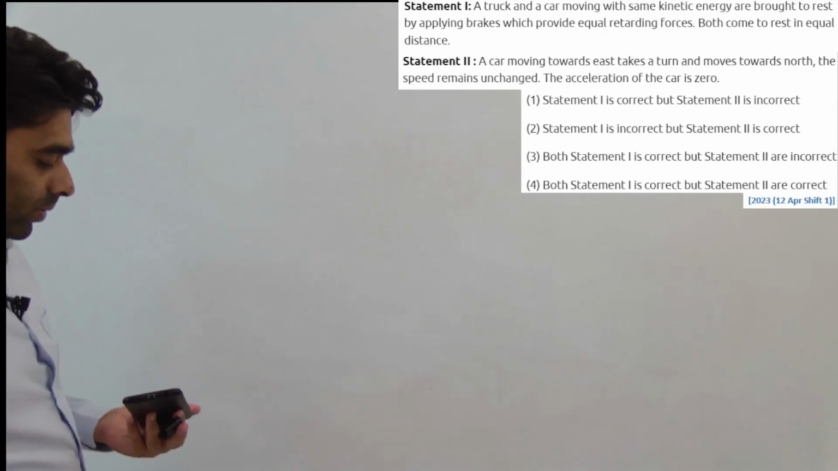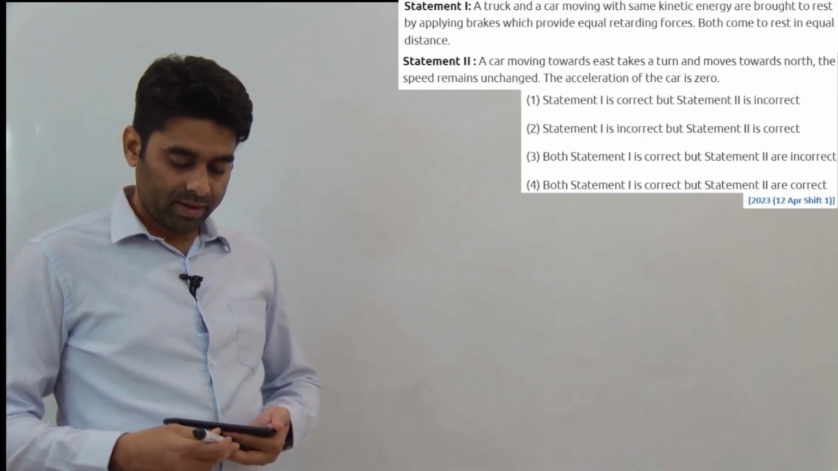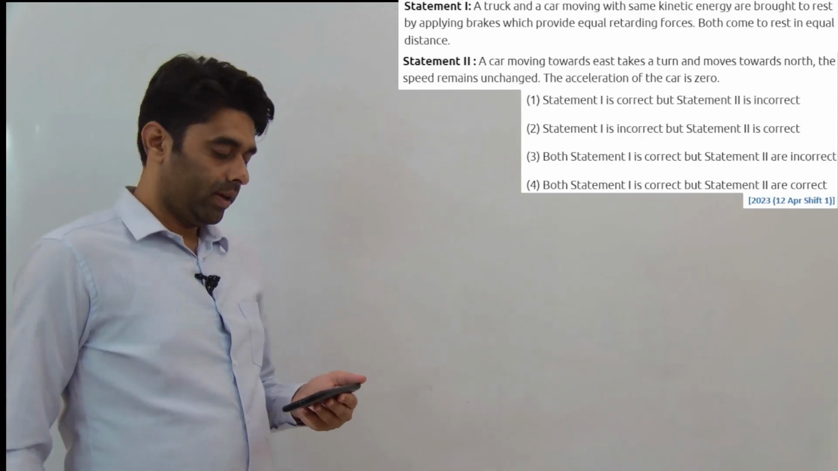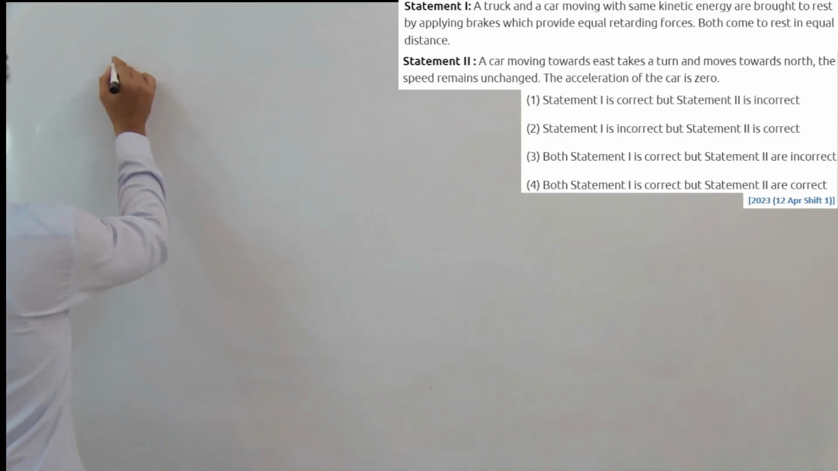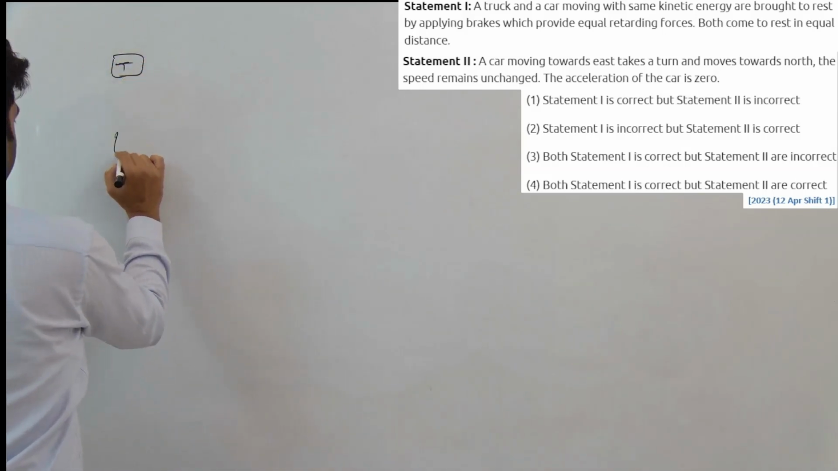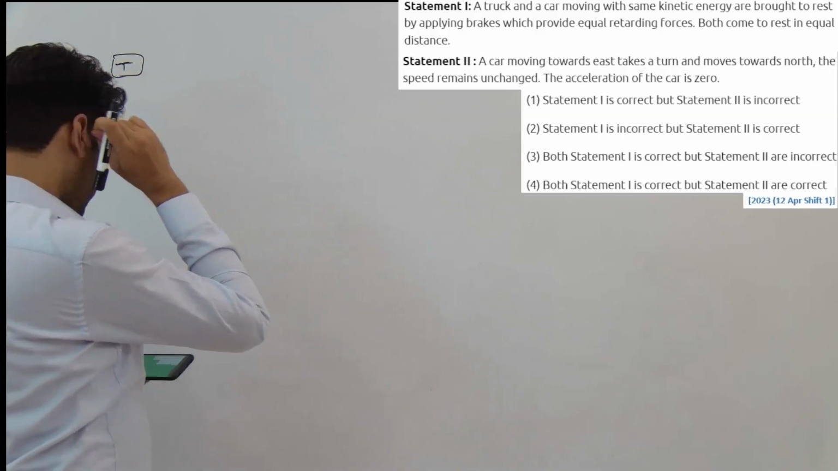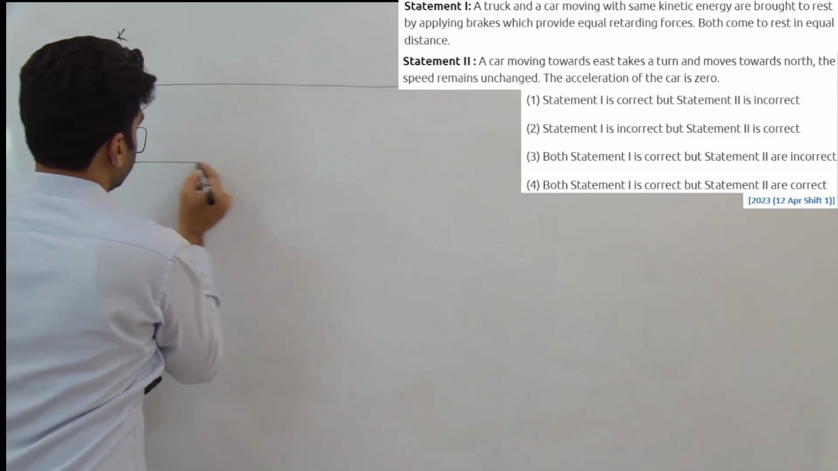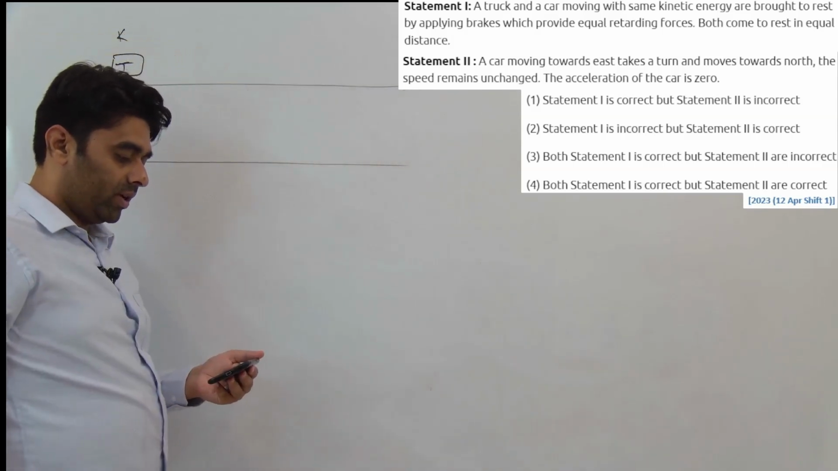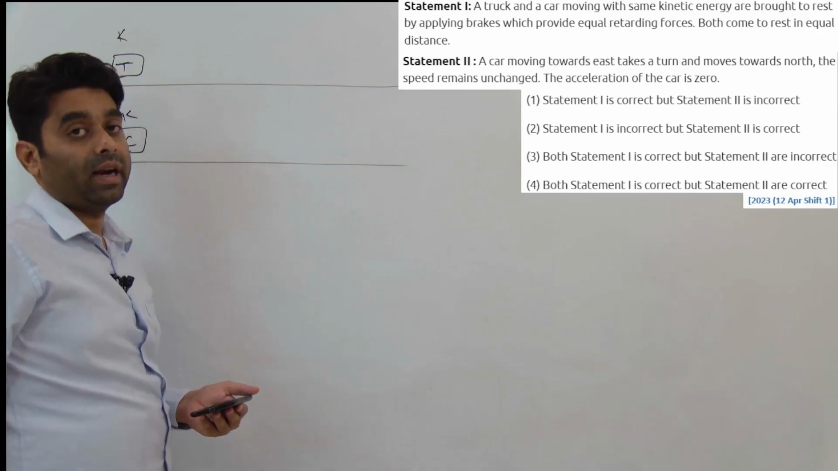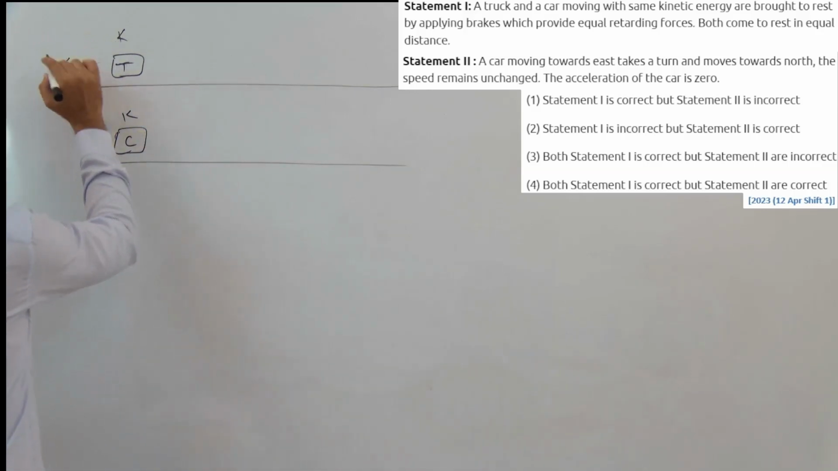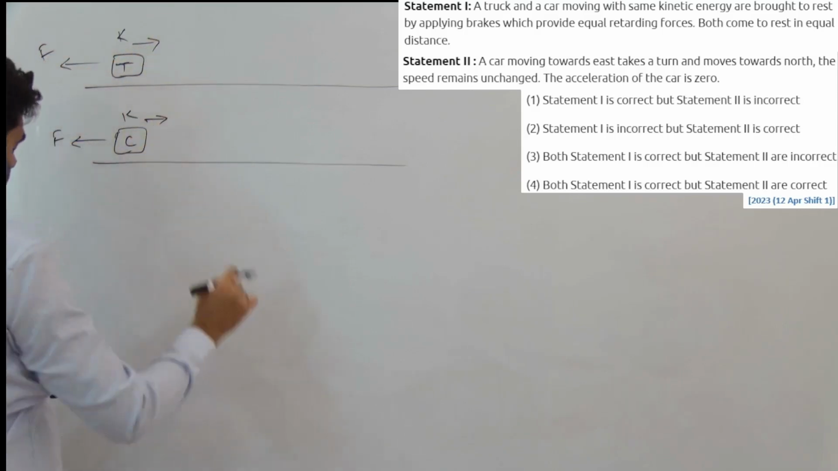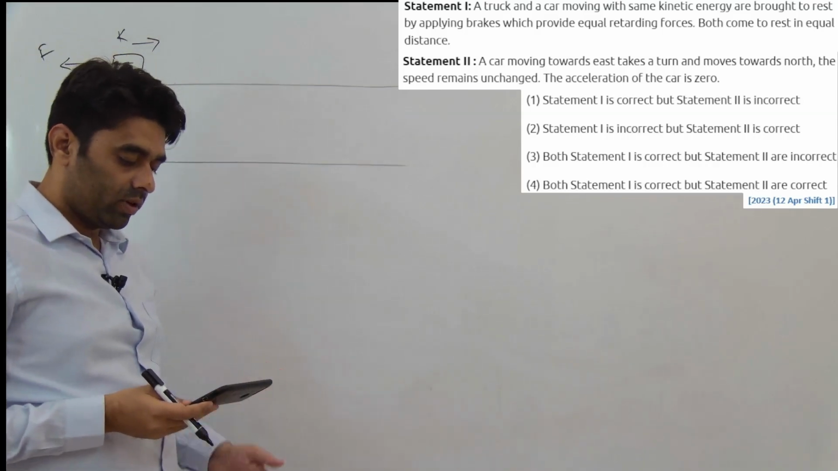So next question is, a truck and a car moving with same kinetic energy are brought to rest by applying brakes which provide equal retarding forces. So let us draw a situation. Truck and car are moving with same kinetic energy. They are brought to rest by applying brakes which provide same retarding force. So the retarding force which is acting is same on both of them. Their kinetic energies are same, retarding forces are also same. Both come to rest in equal distance.